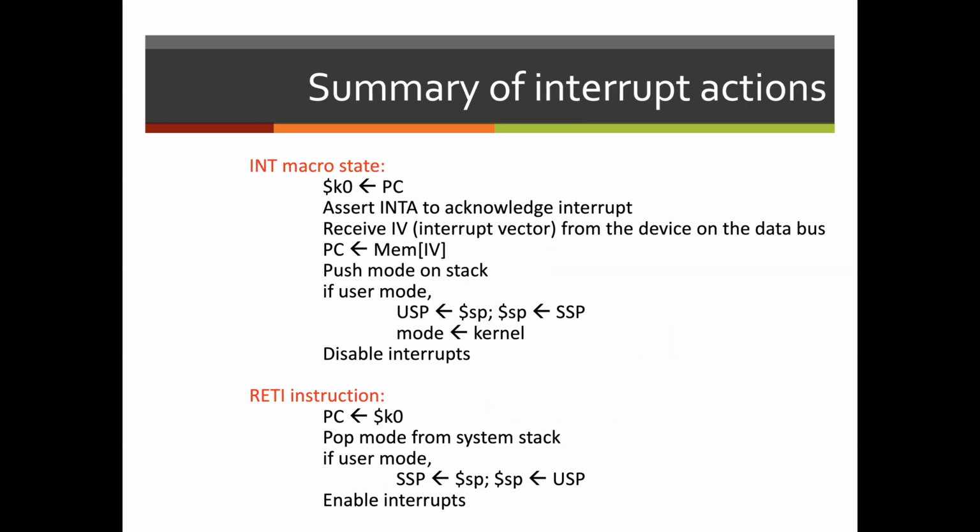In our interrupt macro state, we're going to store the value into K0. We're going to assert INTA, and that we're going to acknowledge the interrupt. We'll receive the interrupt vector from the device on the data bus, and then we'll store the interrupt vector into our program counter. We'll push the mode onto the stack, and then if we're in user mode, we'll go through our instructions and disable the interrupts.